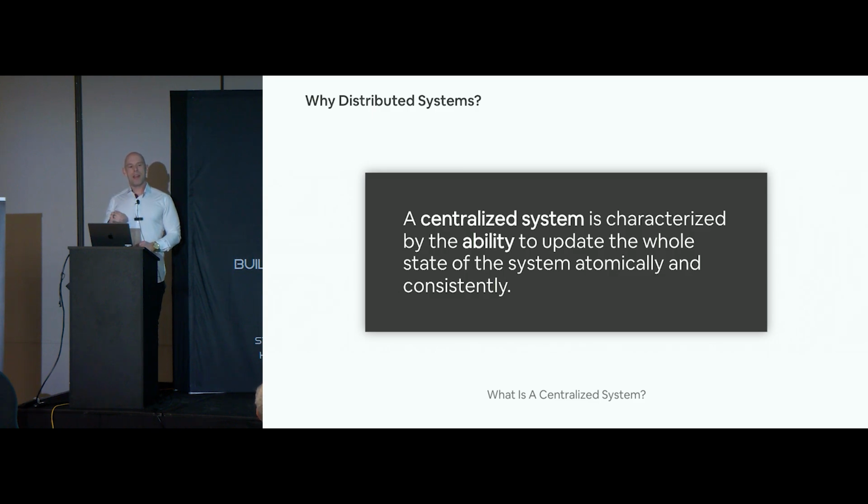In order to understand a distributed system, it helps to understand the opposite of a distributed system, which is a centralized system. And what is a centralized system? Well, it's characterized by the ability to update the entire state of the system in a manner that's atomic and consistent. Atomic just means it happens as a singular thing, and consistent means anyone who reads data from that system at any point in time is just going to see the same correct view of the data.